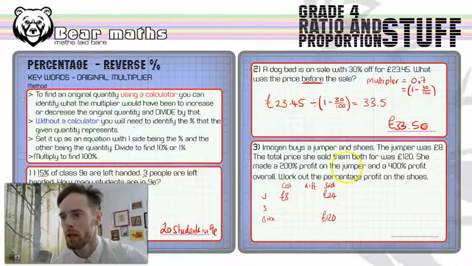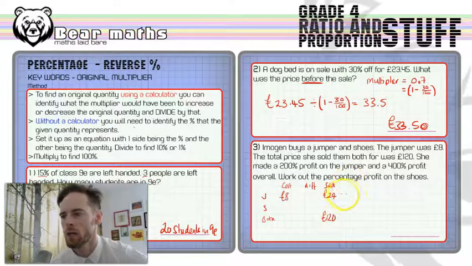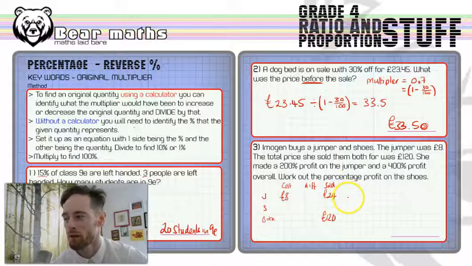100% is 8, so you add that on, that's going to give you 16, but that's only 100% profit. She's made 200% profit, so we add another 8 on, which is why I've got 3 lots of 8 there for £24. I hope that makes sense. That's pretty tricky to understand, but it's 200% profit on the jumper.